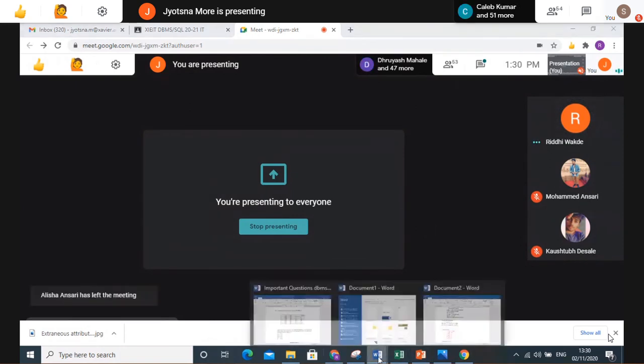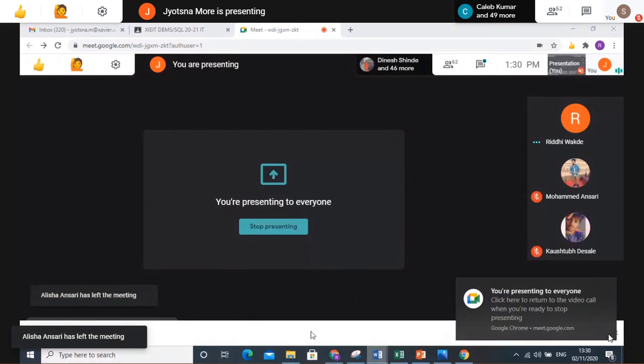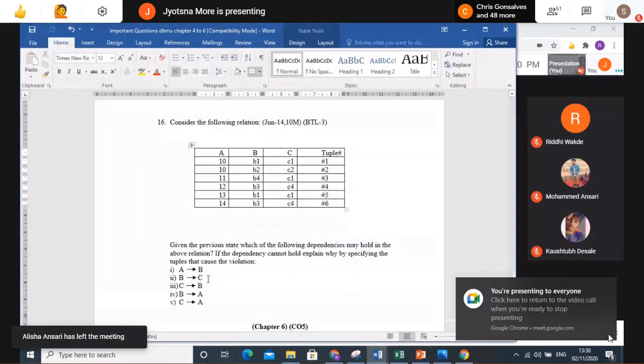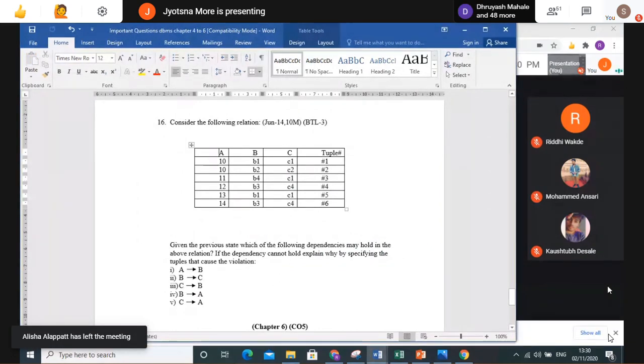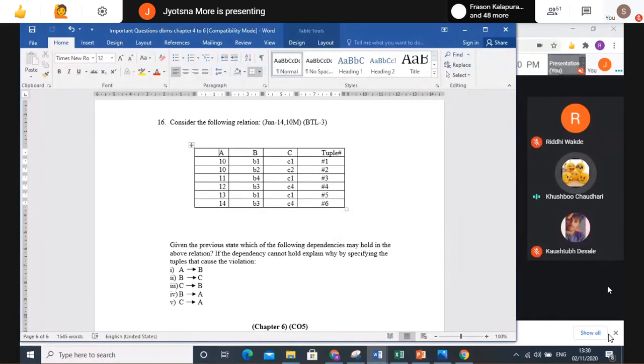Good. So we'll go for answers for this question. Who will give me B determines C, whether it exists, with the reason? B determines C. It exists or does not exist? Ma'am, does not exist. Khushbu, continue with the answers. Ma'am, B to C exists.